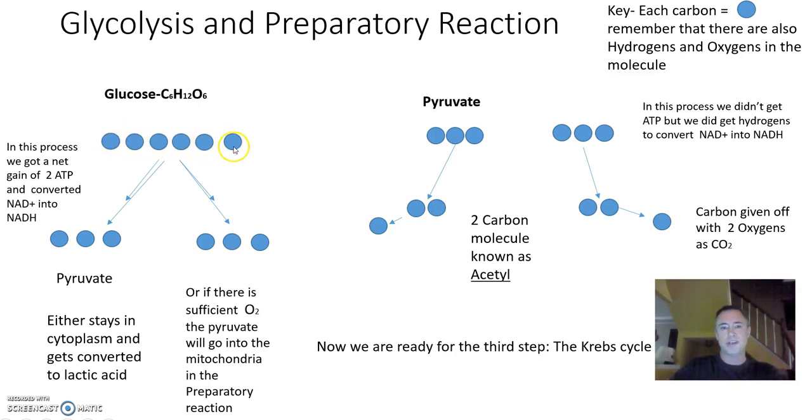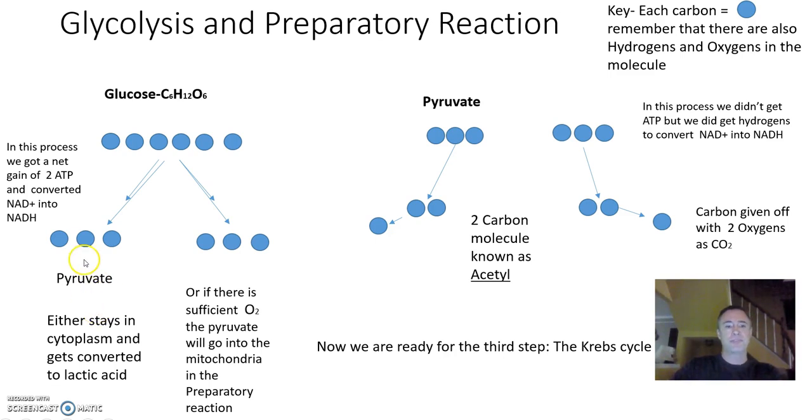Notice I've got 6 spheres here representing 6 carbons, and they would have hydrogens and oxygens attached. But in glycolysis, we're going to split this into 2. There's one and there's the other: 2 3-carbon molecules, 1, 2, 3, 1, 2, 3. It's called pyruvate, also referred to as pyruvic acid.